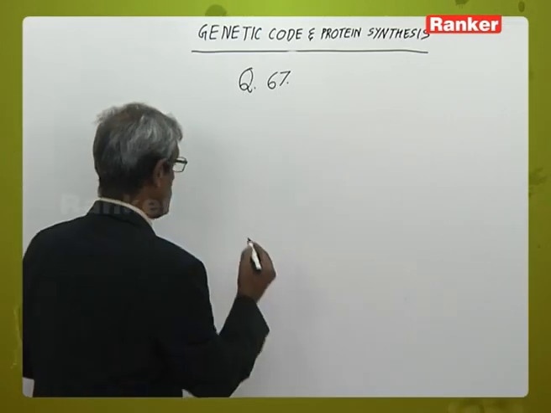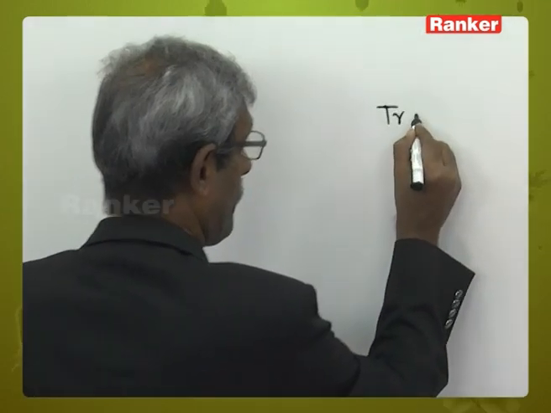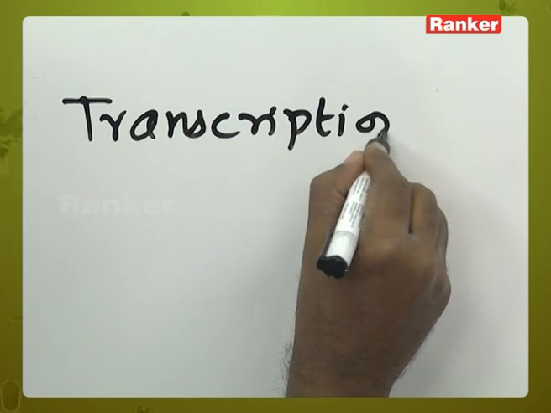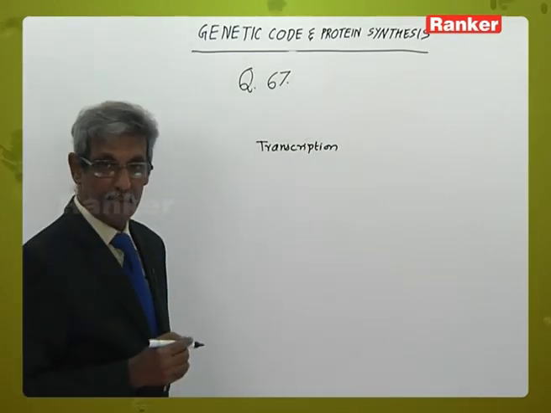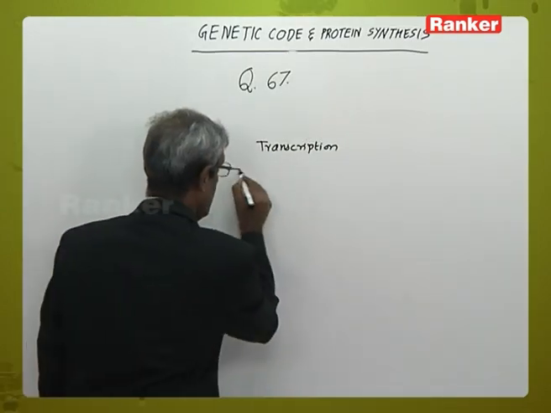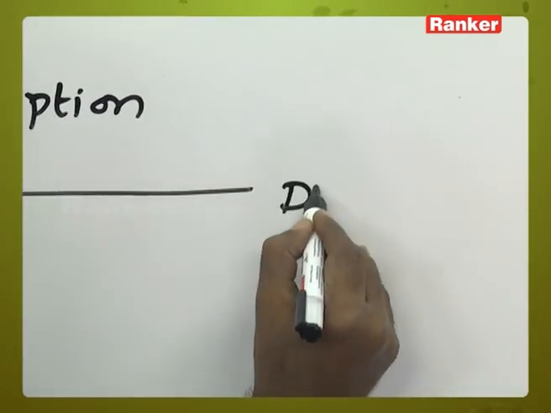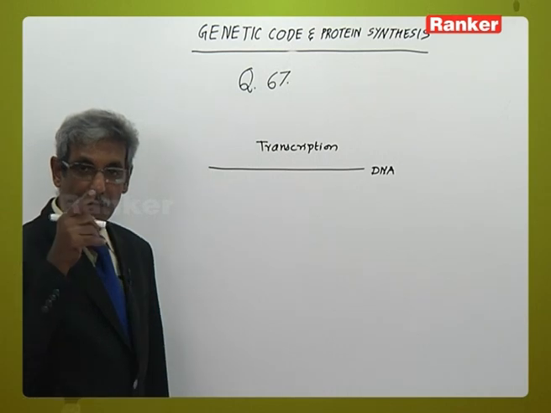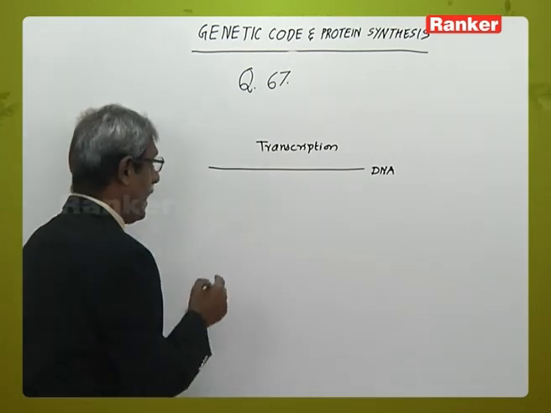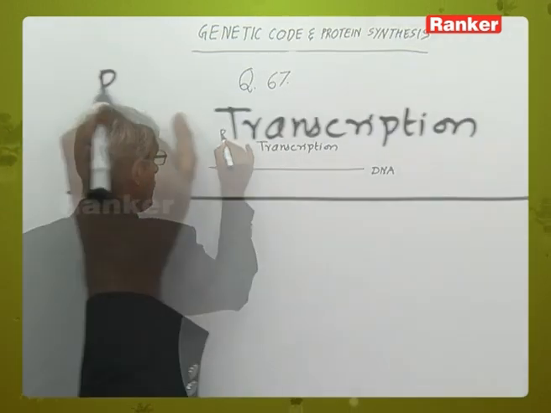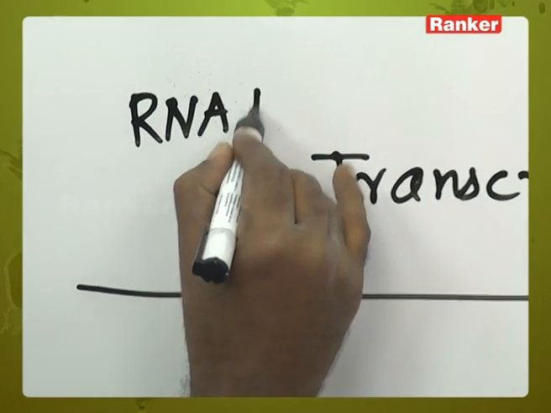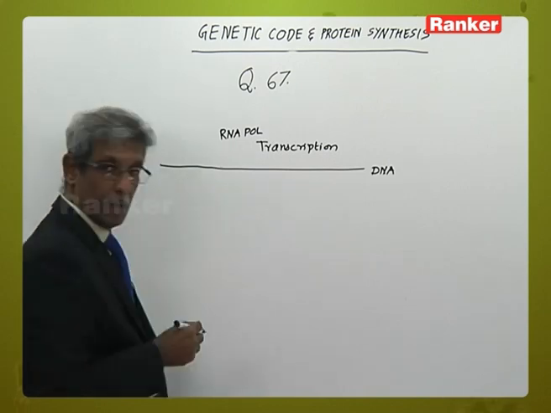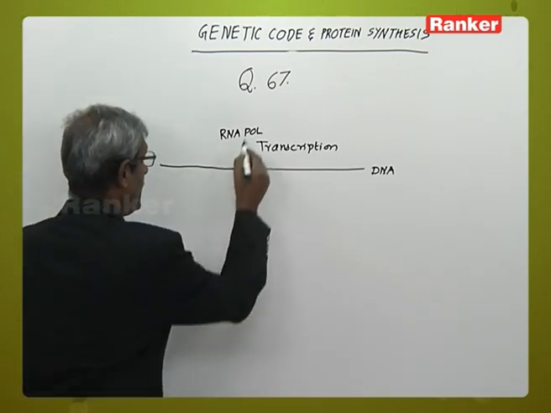Now, whenever there is transcription, during transcription, we understand that this is the DNA. This is the DNA, and we have an RNA polymerase sequence, and the RNA polymerase sequence forms a saddle-like structure.